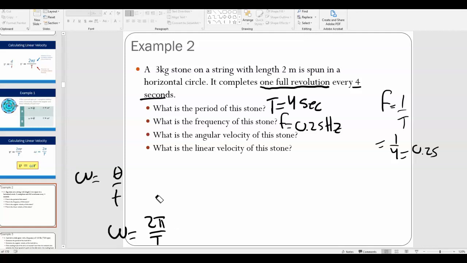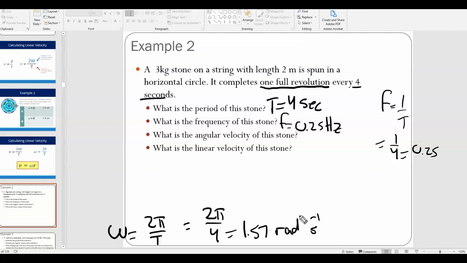Anyway, we are given the period already, and so it makes sense to use this equation to find omega. That would be 2 pi divided by 4. And so in my calculator, I'm going to do 2 times pi divided by 4, and that's going to be 1.57 radians per second.